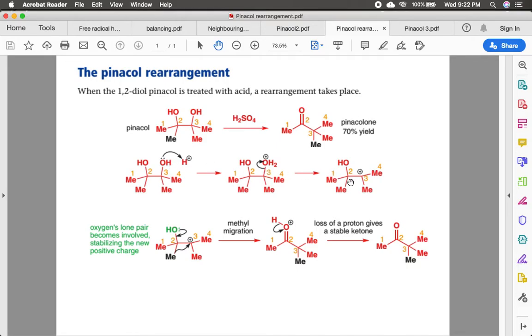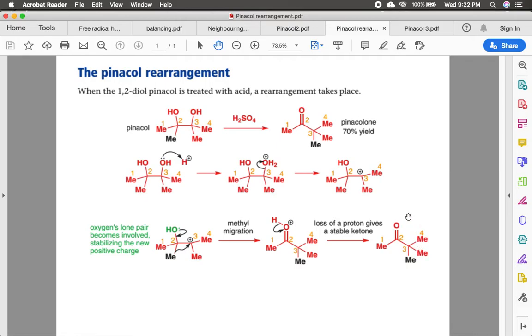This carbocation, like any other carbocation, will undergo rearrangement to give the more stable carbocation. And the presence of this OH can assist that rearrangement. So the migration of the methyl group is assisted by the lone pair of the oxygen to give you this species, which can just lose a proton to give you the final product.